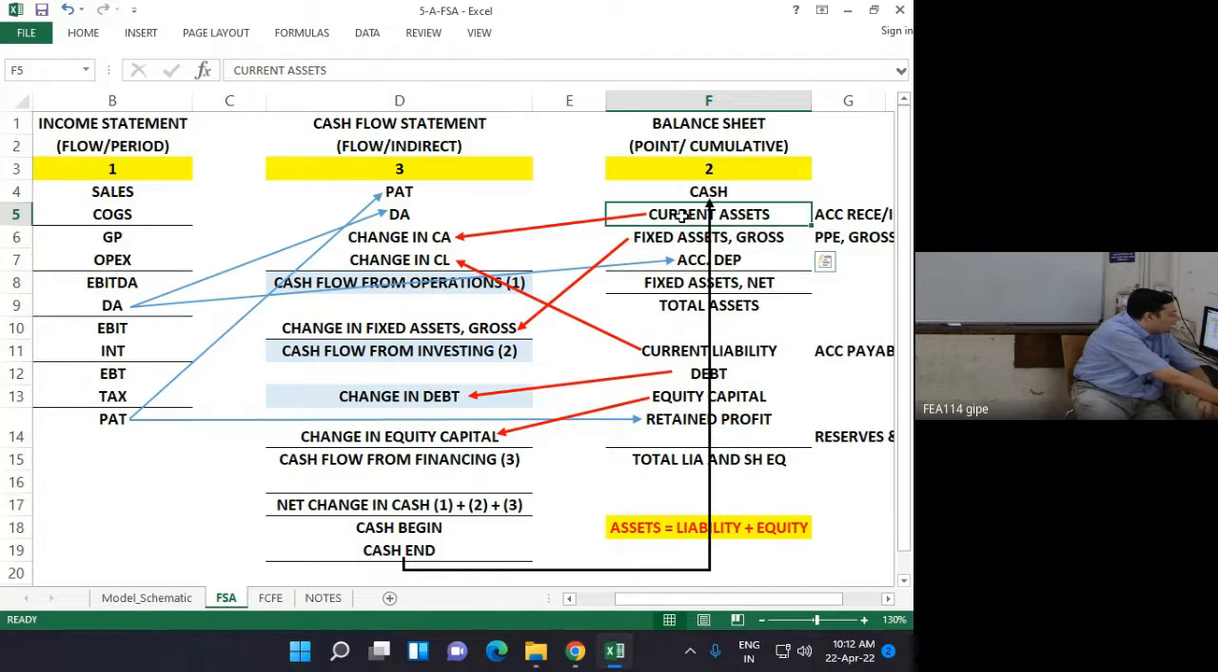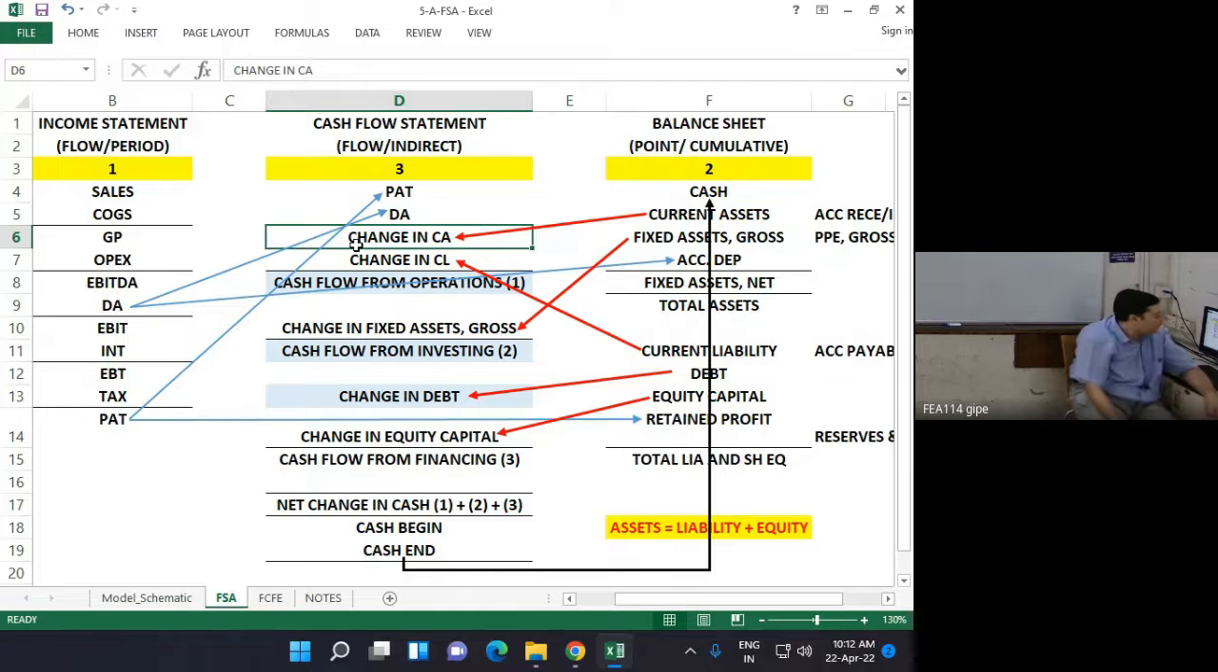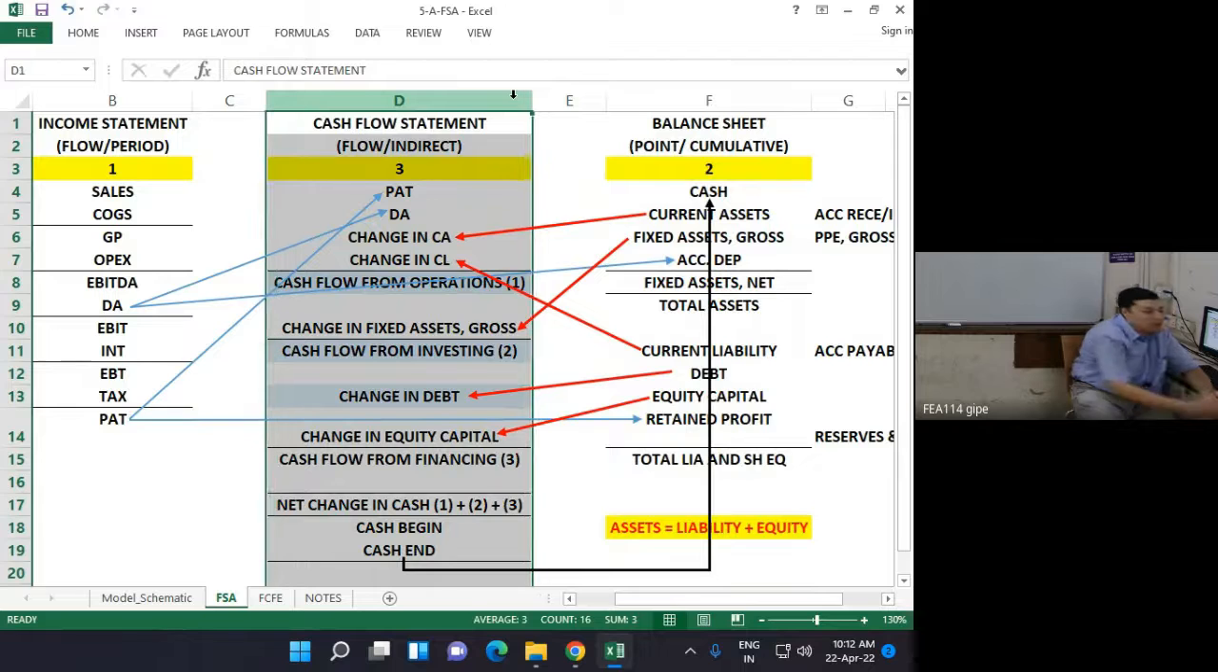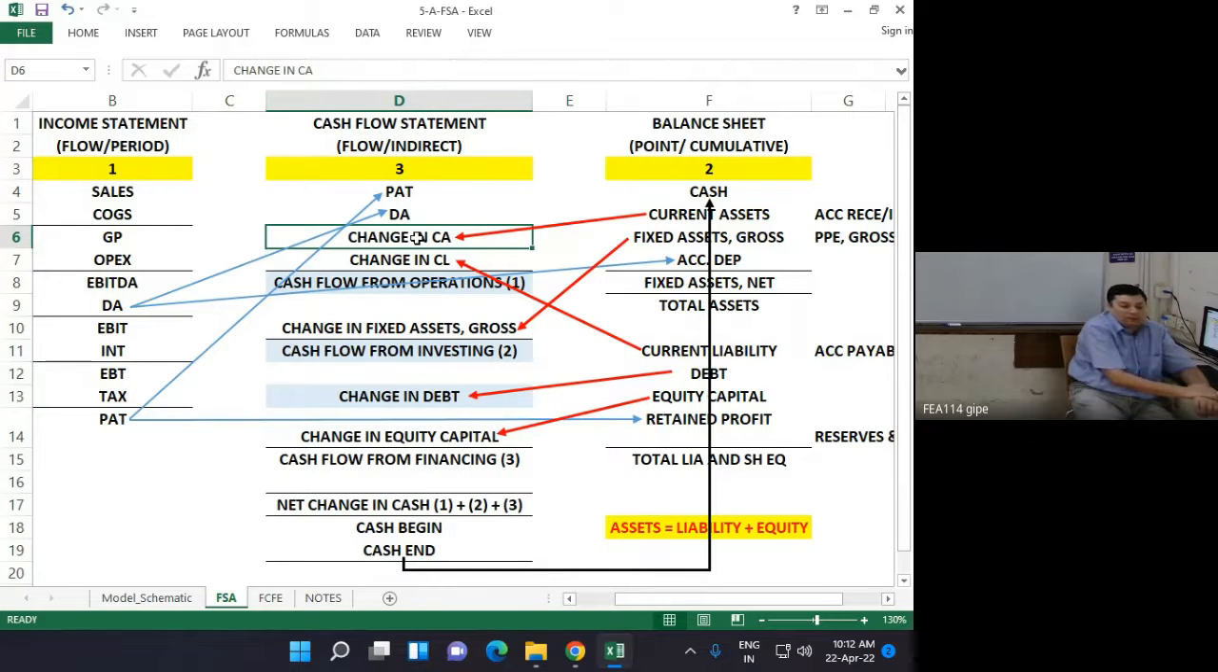लाइक करंट असेट इन द बैलेंस शीट comes back in the cash flow as change in current. Now remember there is a difference in perspective between balance sheet and cash flow. बैलेंस शीट बोल रहा है आज तक कितना करंट असेट है और कैश फ्लो बोल रहा है इस ईयर में कितना करंट असेट में चेंज हुआ.